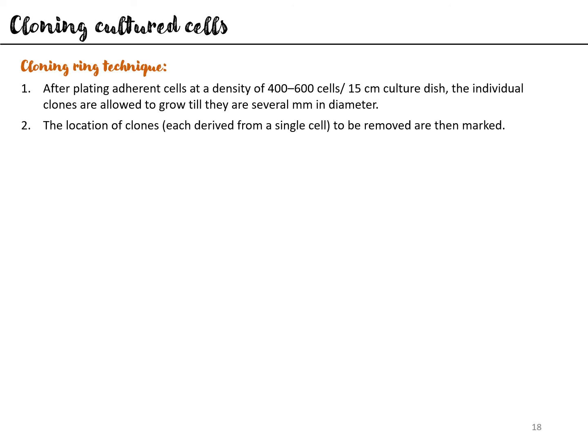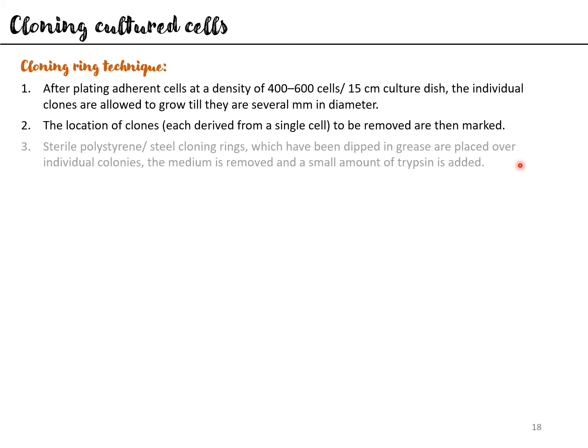The location of the clones to be removed is then marked. Because each clone is a group of cells derived from a single cell, you mark the location of the clones which you are to remove. Sterile polystyrene or steel cloning rings which have been dipped in grease are placed over individual colonies. The medium is then removed and a small amount of trypsin is added.